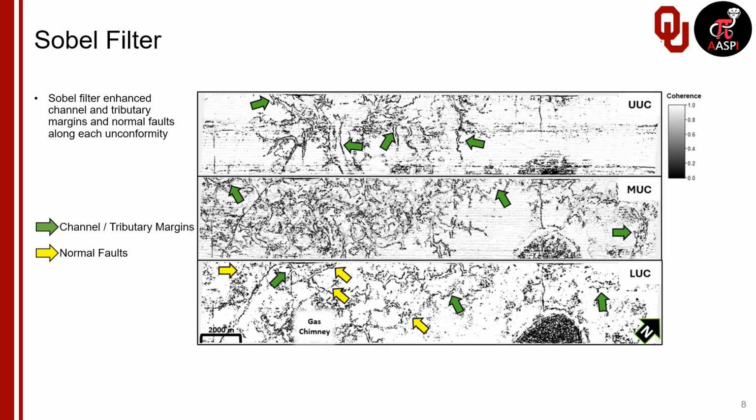Here's our Sobel filter. Some of you may be familiar with coherence attributes. This is one type of them, and it did a great job in really enhancing what we can see with the tributary margins and enhancing where the channels are, as well as highlighting some new normal faults here in the lower unconformity that weren't quite as present and obvious to us earlier in the study.